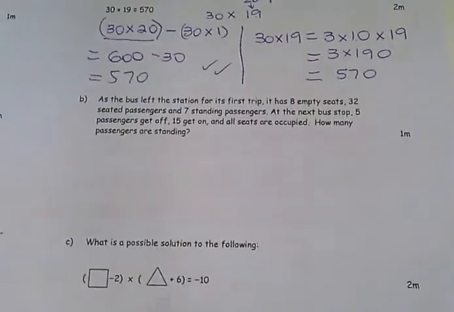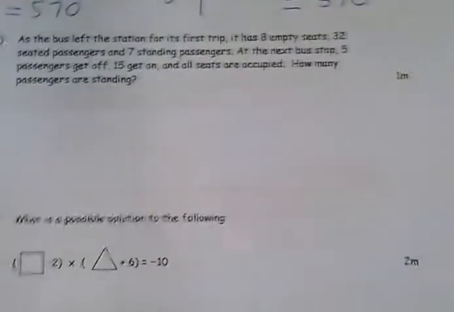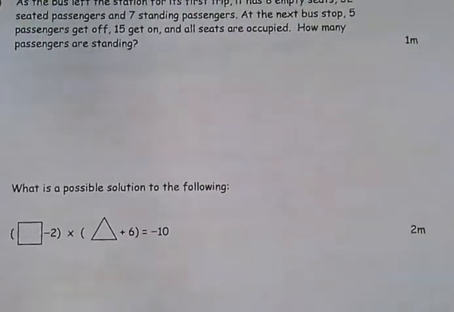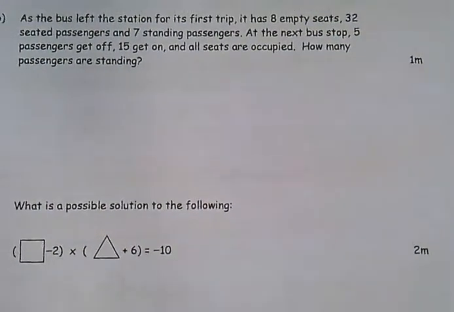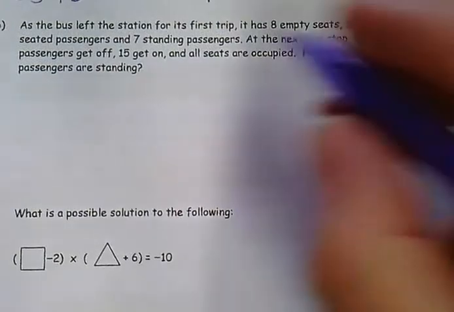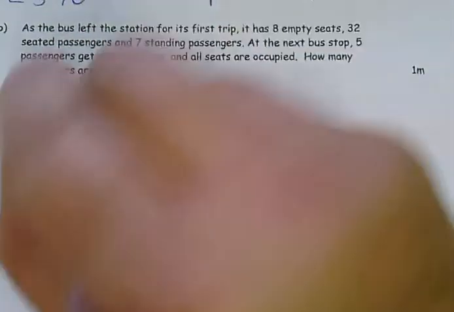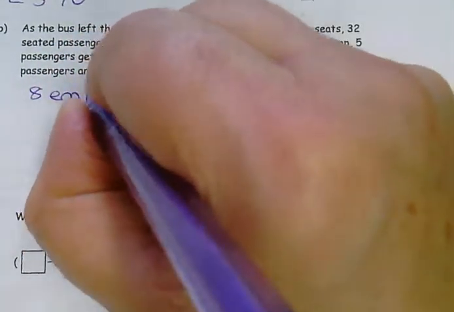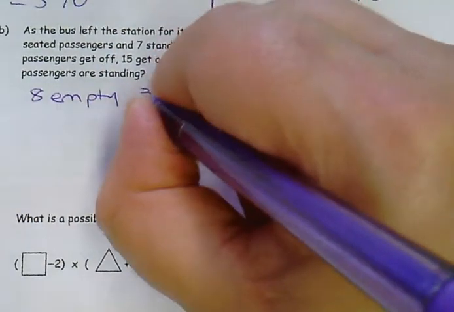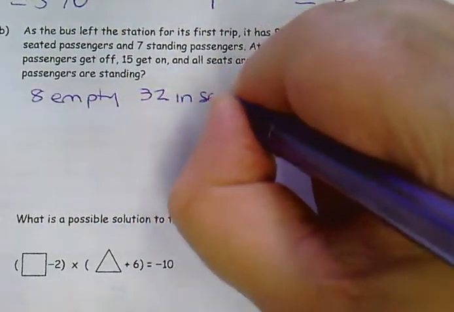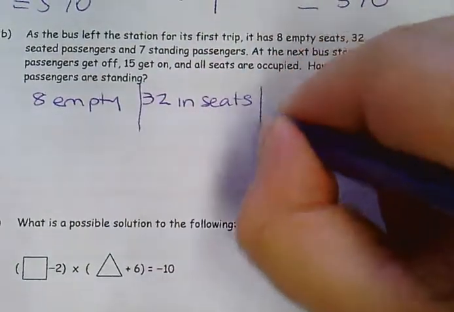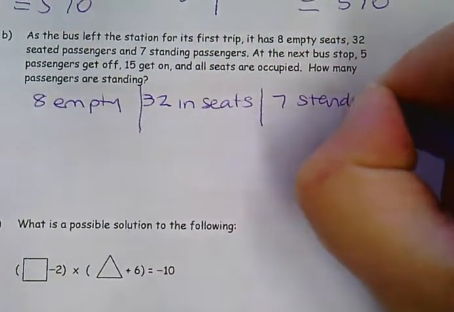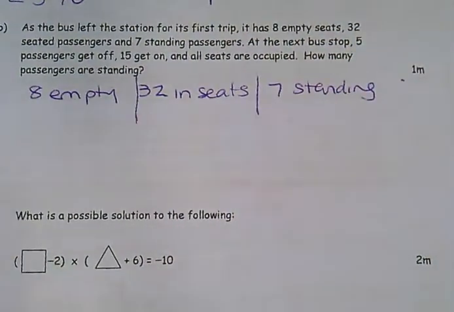And just 2 more questions. Now, question B here. As the bus left the station for its first trip, it has 8 empty seats. So we've got 8 seats empty. We've got 32 people in seats. And we've got 7 standing. Now, this is as the bus first left the station.